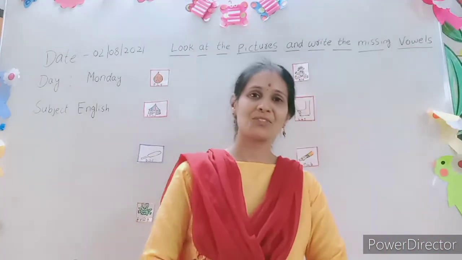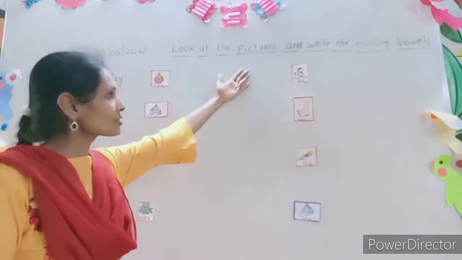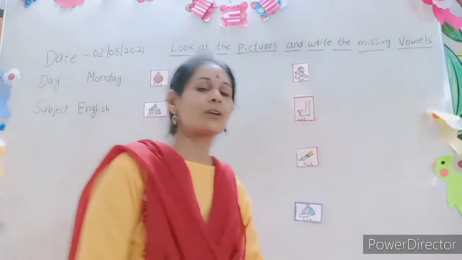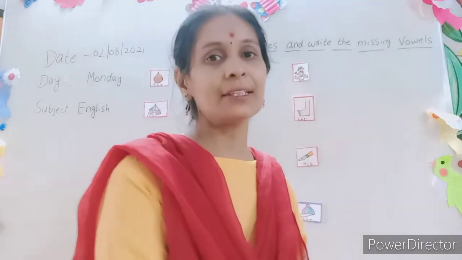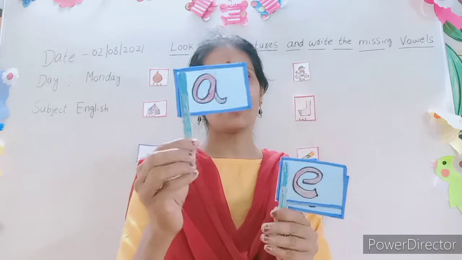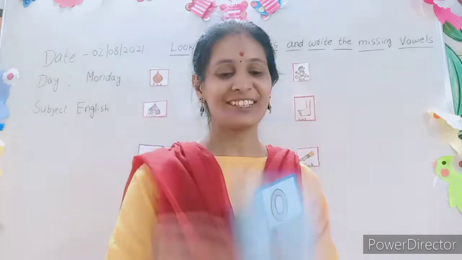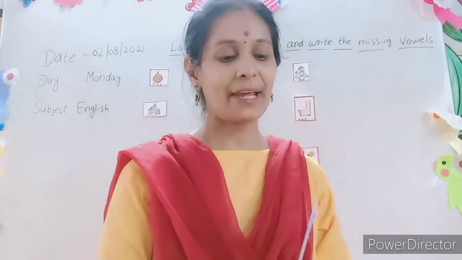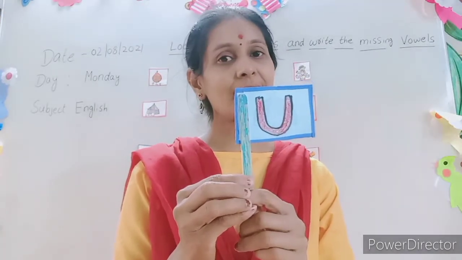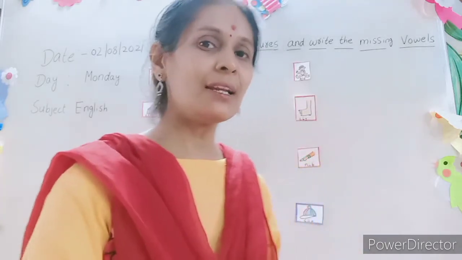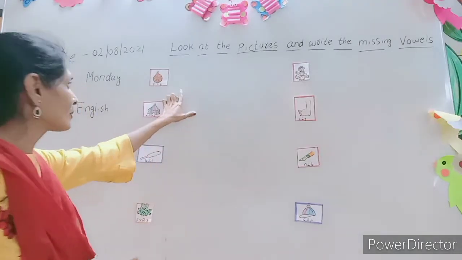Yes, I hope you enjoyed visiting the library. Today's topic is: look at the pictures and write the missing vowels. Now, I think you know what vowels are. Last class we had done them. That is A, E, I, O and U. These are the vowels which we learned in the last class. Yes, these are the special alphabets. So what you have to do is insert only the vowel.